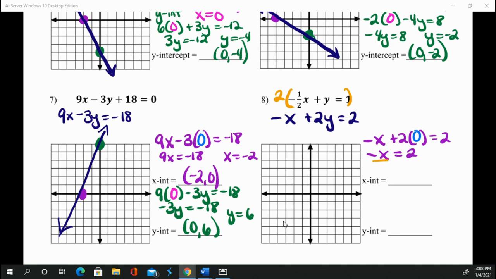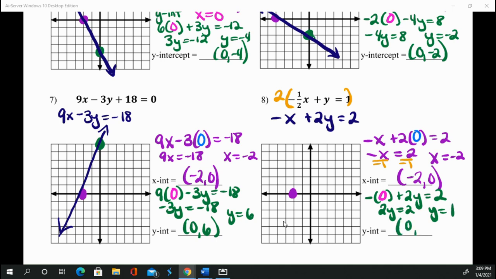Careful with negatives here, so we want to divide by -1 to solve. So we get an x value of -2, which is the coordinate point -2, 0. Find the y-intercept, substitute x equals 0, solve the one-step equation. Plot your 2 intercepts, connect and extend.